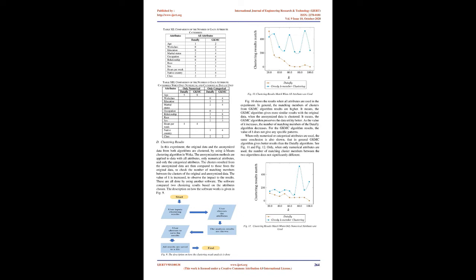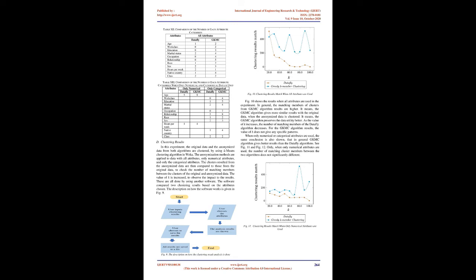The number of each category for each attribute is also computed on the original and anonymized data, when only numerical and only categorical attributes are included. See Table 10 and Table 11. Table 11 shows that the GKMC algorithm also preserves the category better in this case, compared to the Datafly algorithm. This also means that the GKMC algorithm describes the original data better.